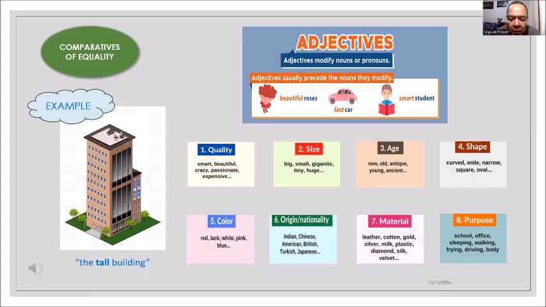Examples of origin adjectives: Indian, Chinese, American, British, Turkish, Japanese. Examples of material adjectives: leather, cotton, gold, silver, milk, plastic, diamond, silk, velvet. Examples of purpose adjectives: school, office, sleeping, walking, praying, driving, body.